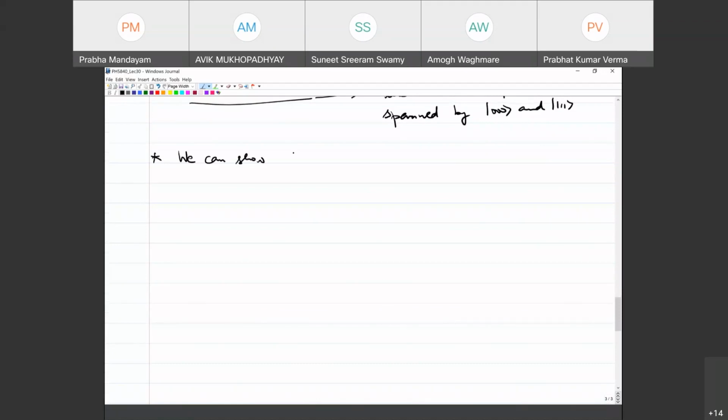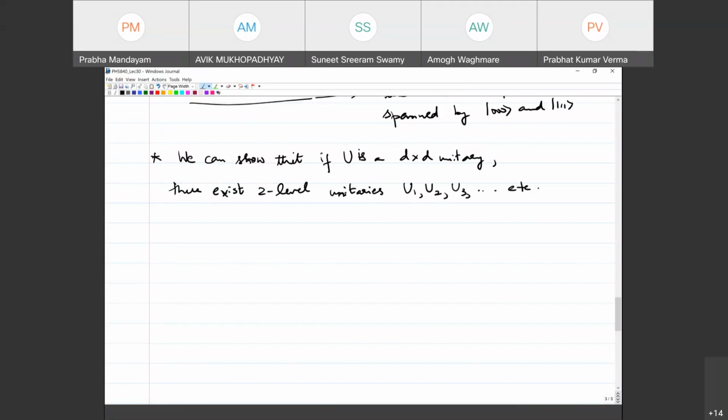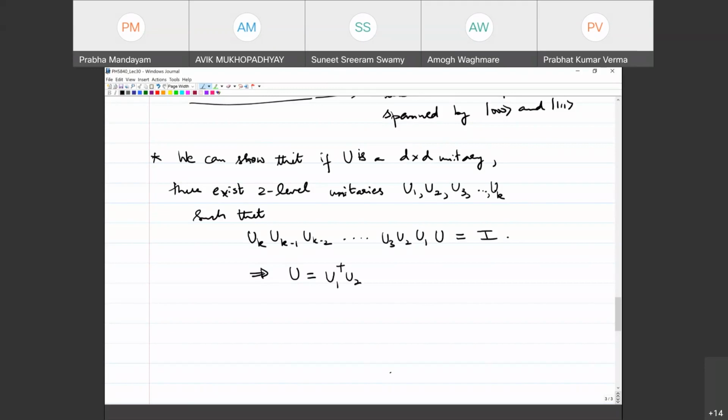Again, I may not have time to show the full proof, but I will just indicate. We can show that if U is a D cross D unitary, then there exist two-level unitaries U1, U2, U3, etc., up to UK, let's say, such that this product UK, UK minus 1, K minus 2, etc., U3, U2, U1 times U is identity, which then means that U itself can be realized as U1 dagger, U2 dagger, U3 dagger, etc.